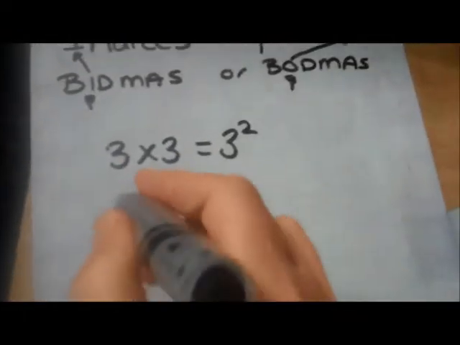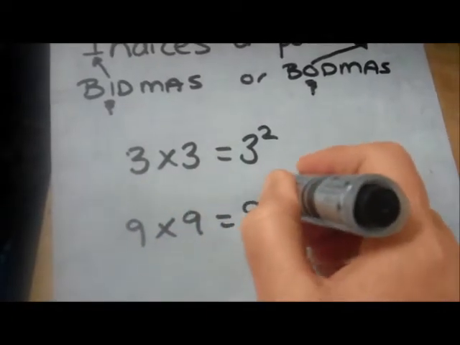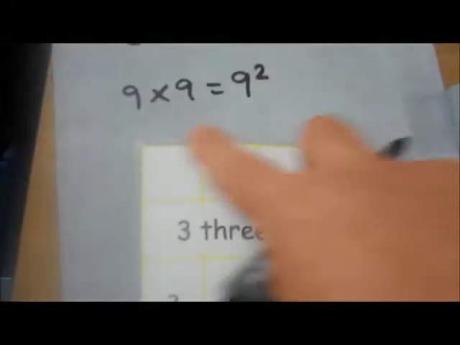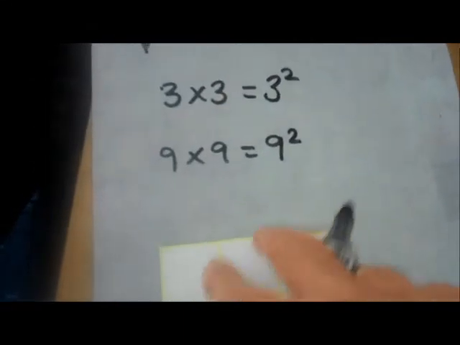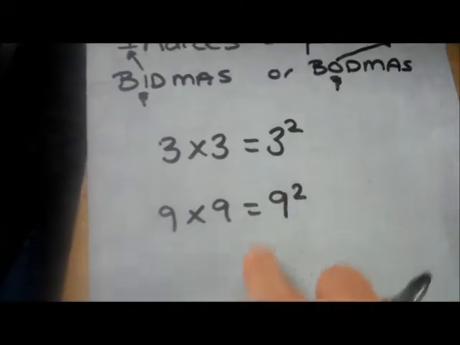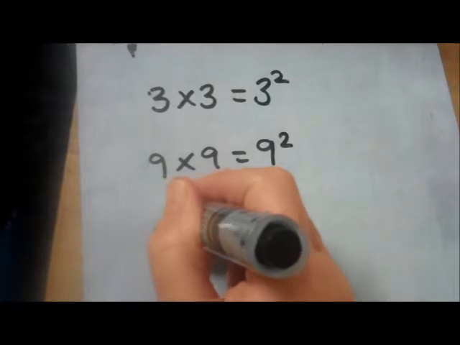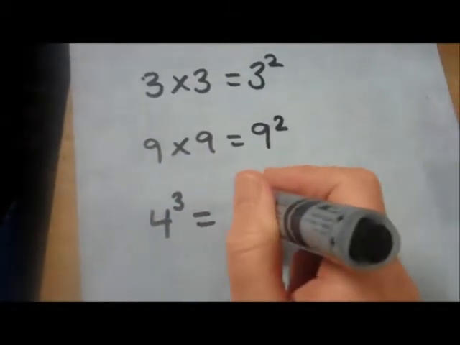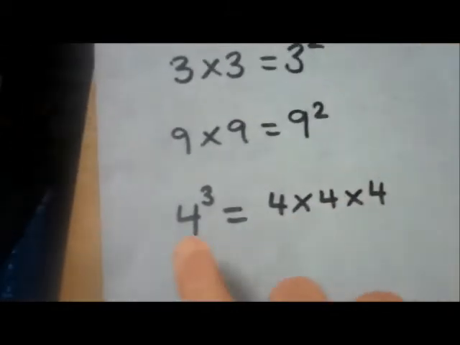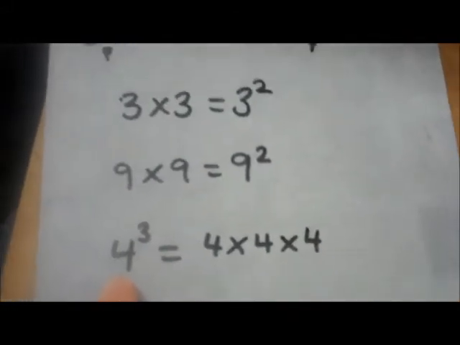Say I had another one. I had 9 times 9, which was 9 squared. Can you see that this little 2 here represents the two dimensions, length and width? And it tells me that it multiplies 9 by itself twice. If I had 4 cubed, I would have had 4 times 4 times 4. So the 3 tells me that I'm going to multiply 4 by itself 3 times.